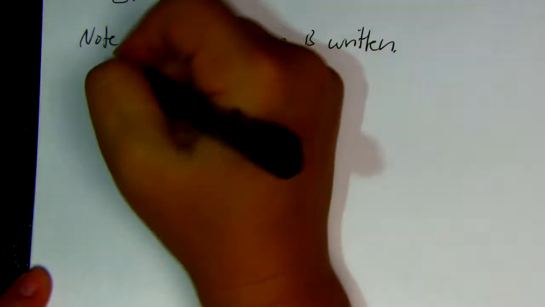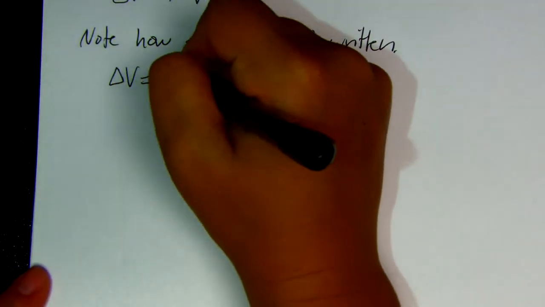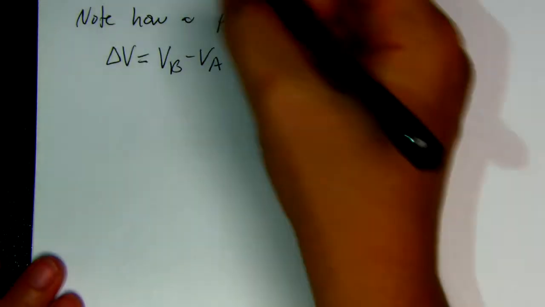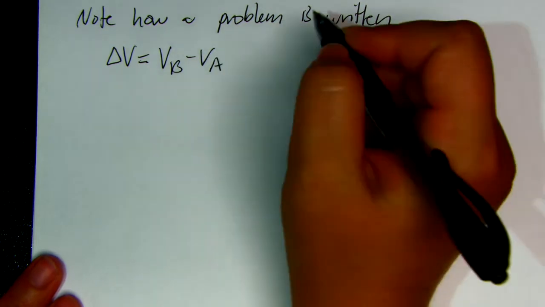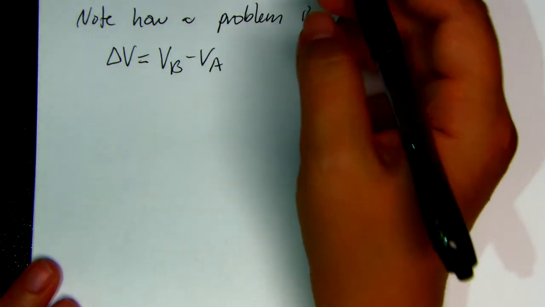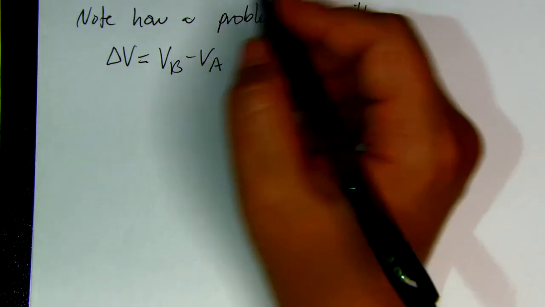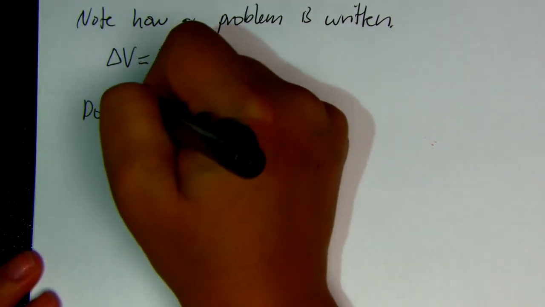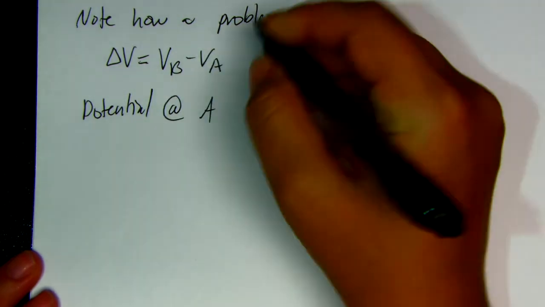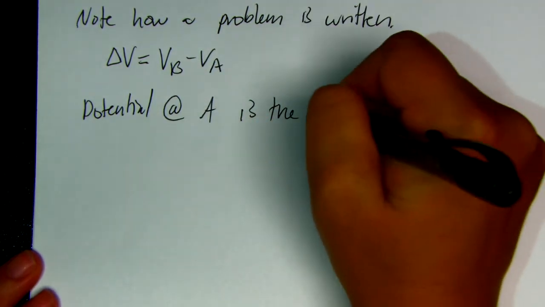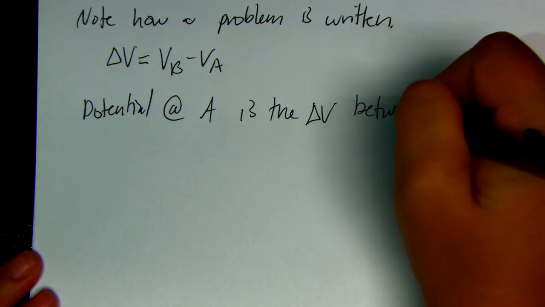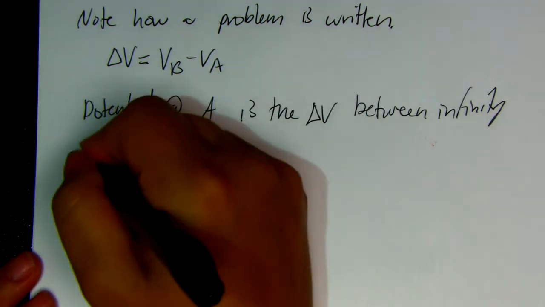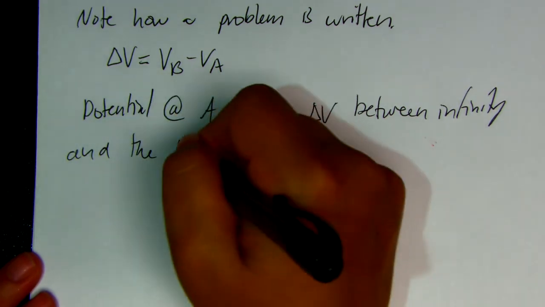All right, so as you know, delta V is equal to VB minus VA. And each one of these is the potential at one location. And you can think about the potential at A as the delta V between infinity and the location of interest.